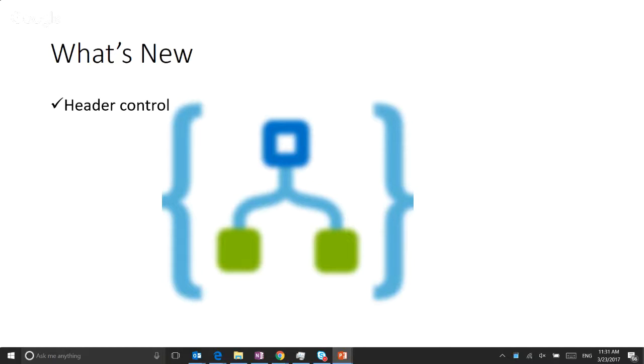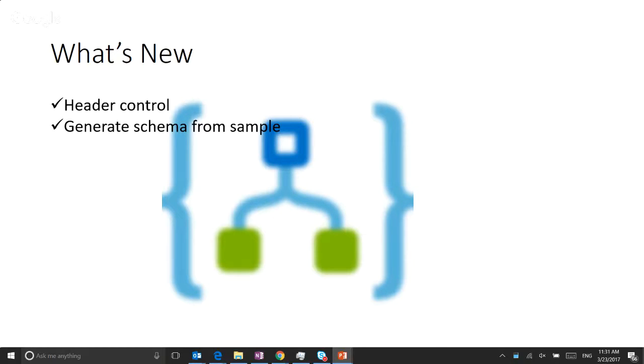Header control. So in the designer now, for example in the HTTP request, you can now have a header control instead of a raw JSON box. And so you have name value pairs for doing your application types, et cetera, headers that you pass along to your HTTP request. So just a lot easier to use in the designer.